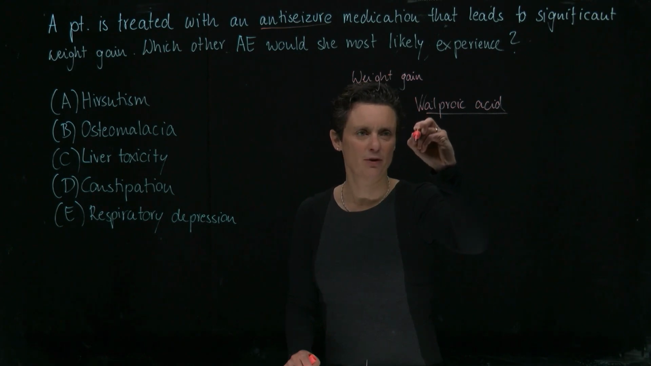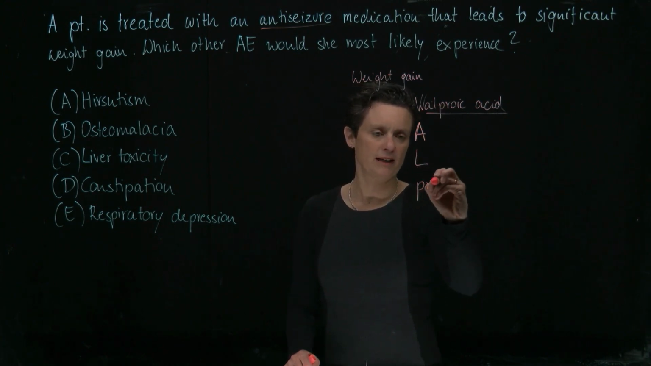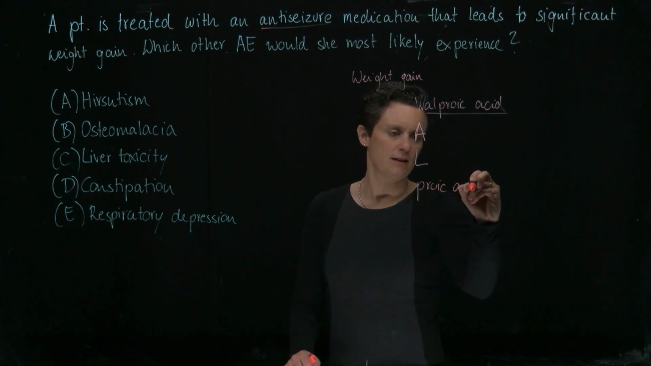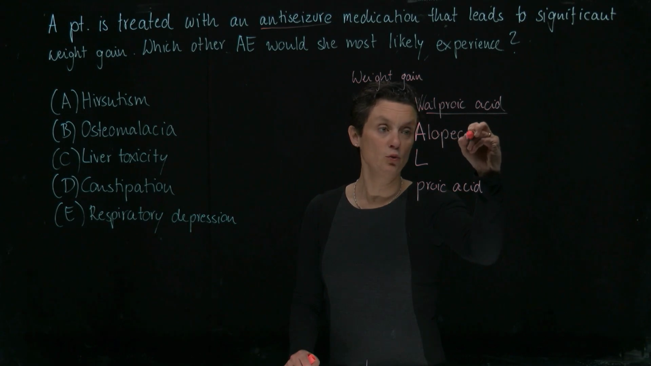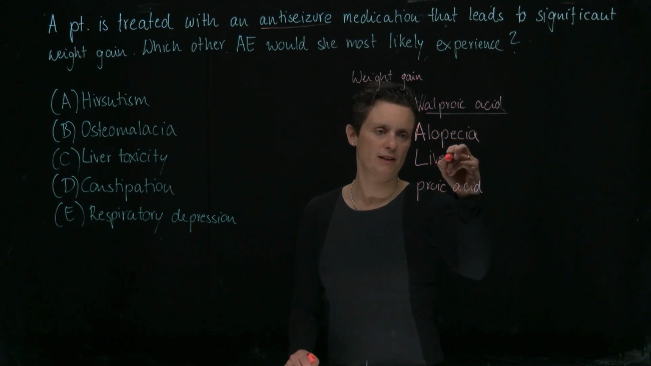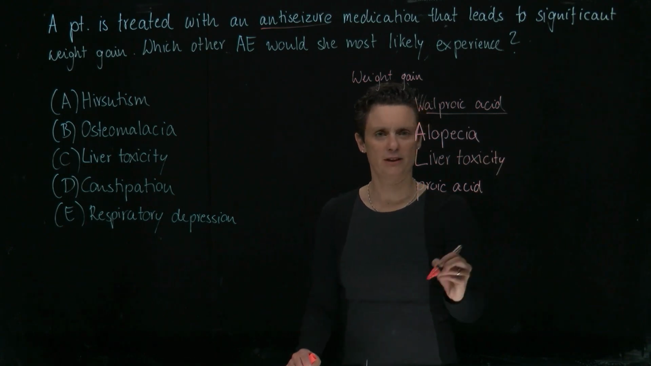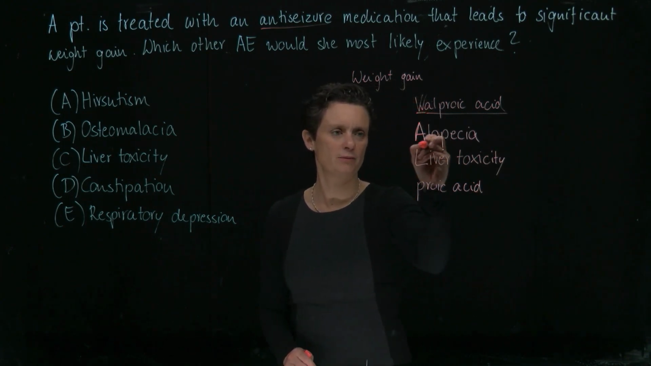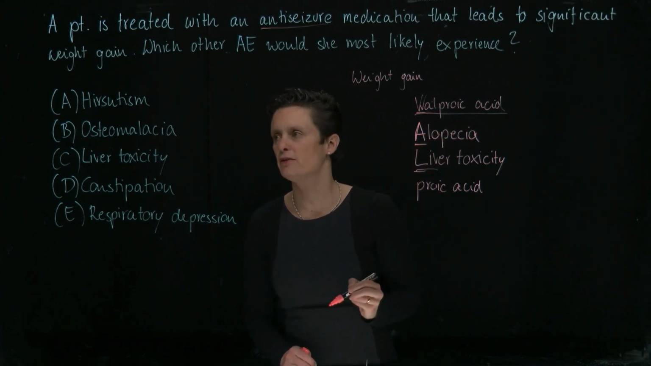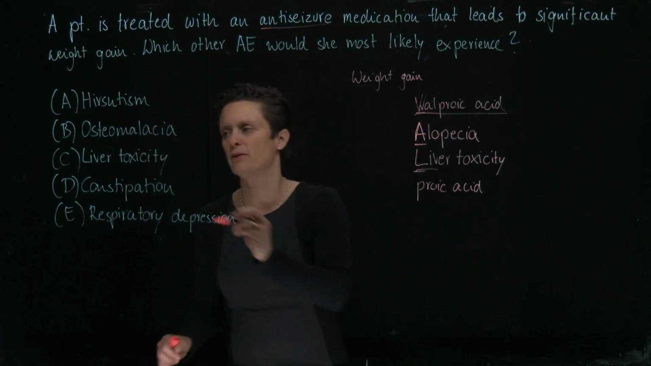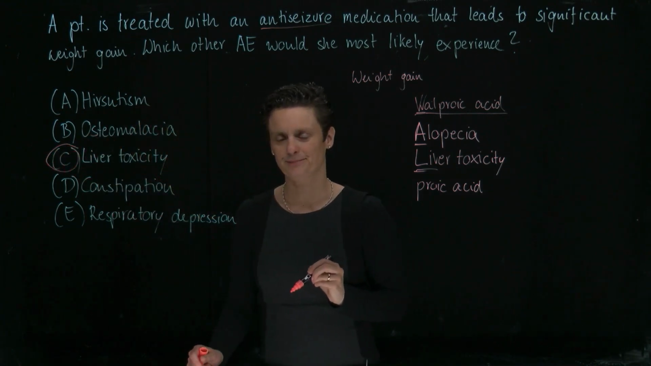So there's a nice mnemonic, AL, valproic acid. Stands for alopecia. So you lose hair and liver toxicity, which is not very common, but if it happens, it can be very dangerous. So these are important adverse effects for valproic acid: weight gain, alopecia, liver toxicity. And if you look here, we can see the liver toxicity, and that's the correct answer.